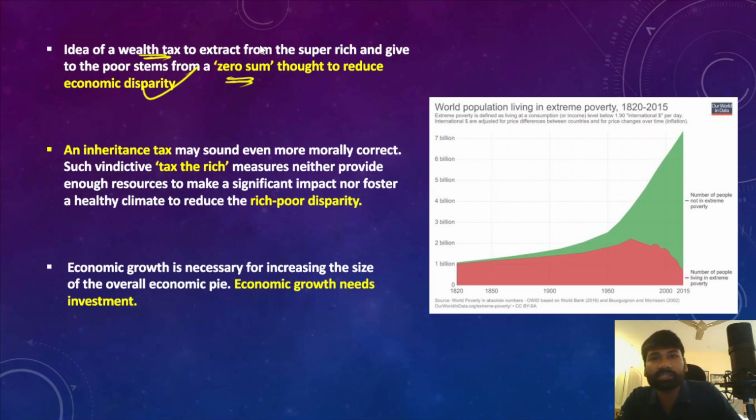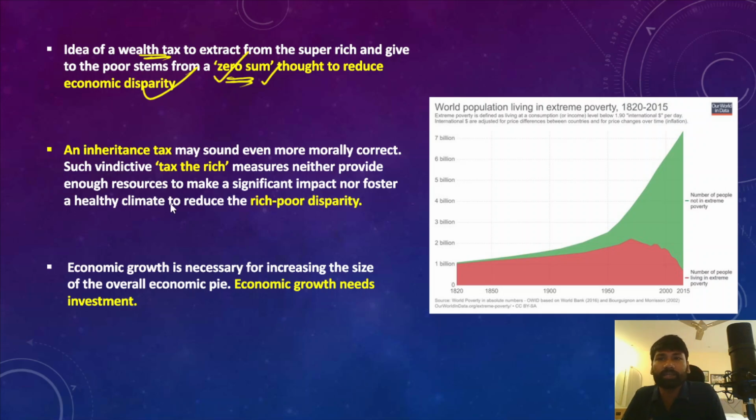However, this is a zero-sum game. No wealth is created; the wealth of the rich would be taken and given to the poor. No new wealth is created in this particular thing.